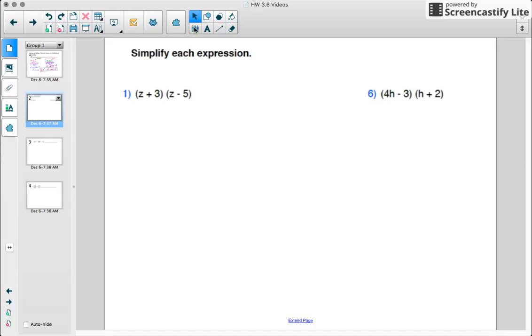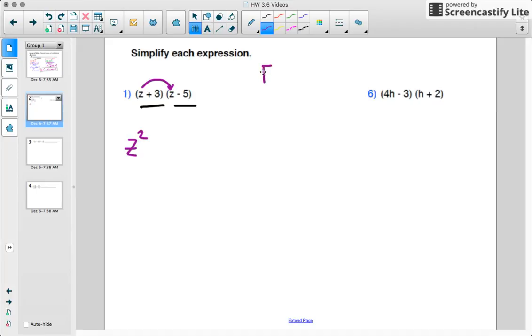Okay, so let's take a look at multiplying binomials. This is a binomial and this is a binomial. We're going to multiply these binomials together. And as we looked at the algebra tiles today, when we do this, there's a lot involved. We have to first multiply the first parts. So z times z is z squared.